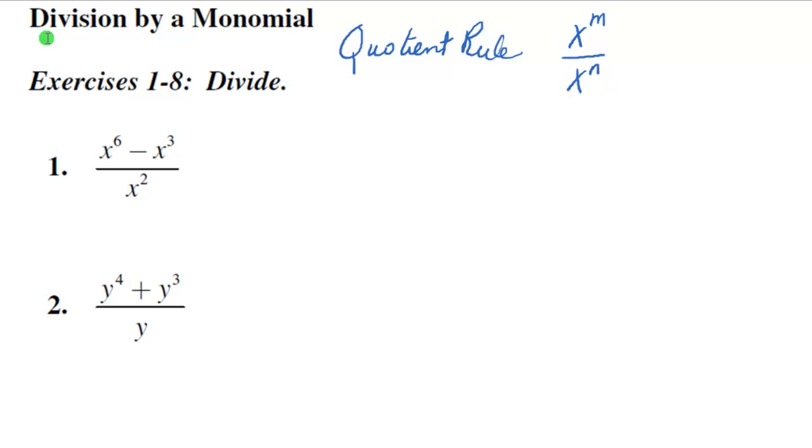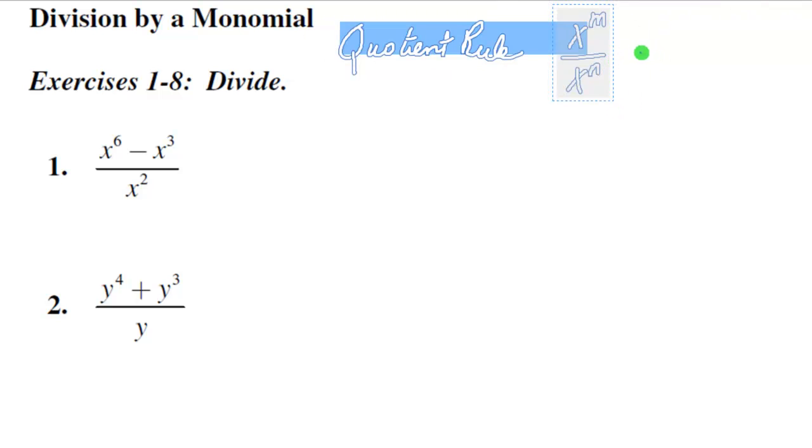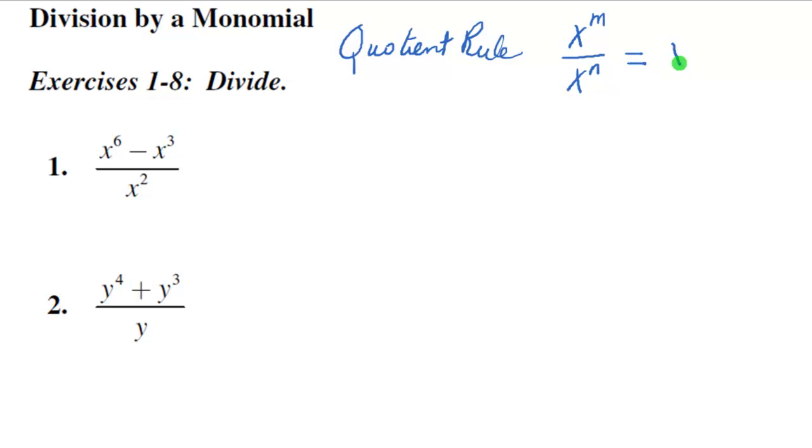In this video, we're going to talk about division by a monomial. Before we can get to those problems, we want to recall the quotient rule for exponents. This is the rule that lets you divide powers of the same base. When you're dividing powers of the same base, this rule tells you that you keep the base and you're going to subtract the exponents. We'll be using that in the following examples.